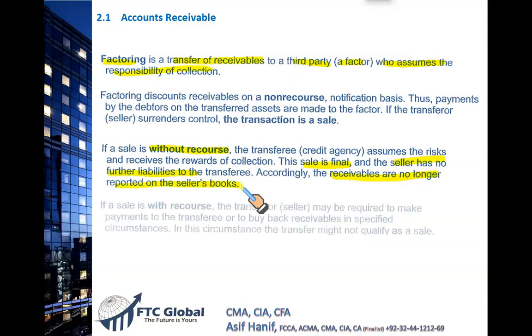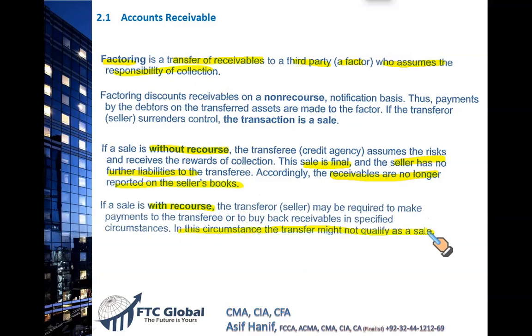But if the factoring is with recourse, it means if any of the customers that you've sold to the factoring company go bad, then you are responsible. You may have to compensate the buyer, the factoring company. In this circumstance, the transfer may not qualify as a sale. There is no computation required in this part of your financial reporting area. This is an area where we have quite a detailed discussion and computation in CMA Part 2, Section B, Corporate Finance.